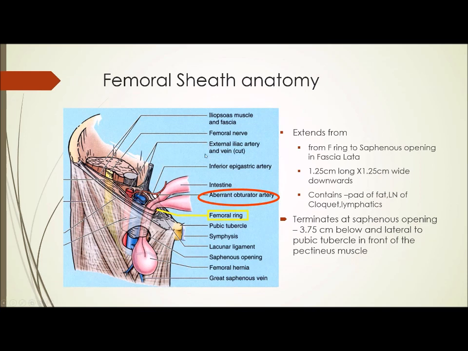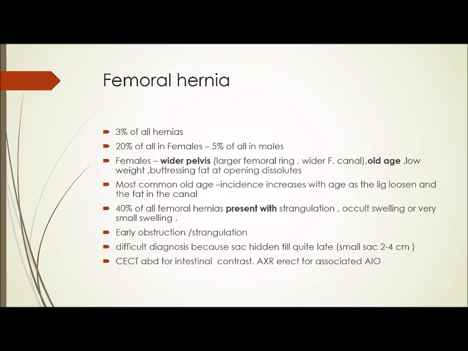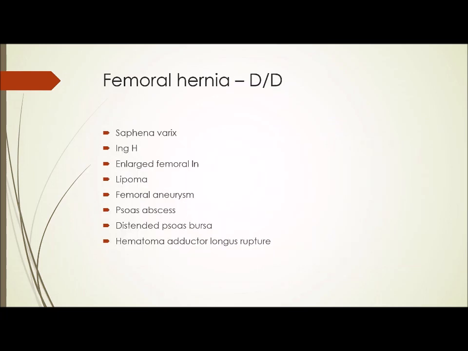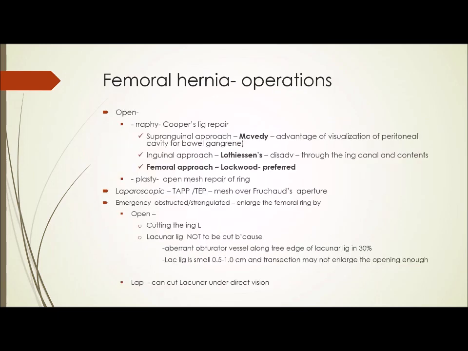But suppose you're doing a TAPP or TEP. You're entering from where? From inside. You have the whole lacunar ligament in front of you. If there's an abnormal vessel, you can see that abnormal vessel. So division of the lacunar ligament is fraught with danger when you're doing an open approach, the Lockwood approach, and it can easily be done when you're doing a TEP or a TAPP or an endoscopic approach, right?